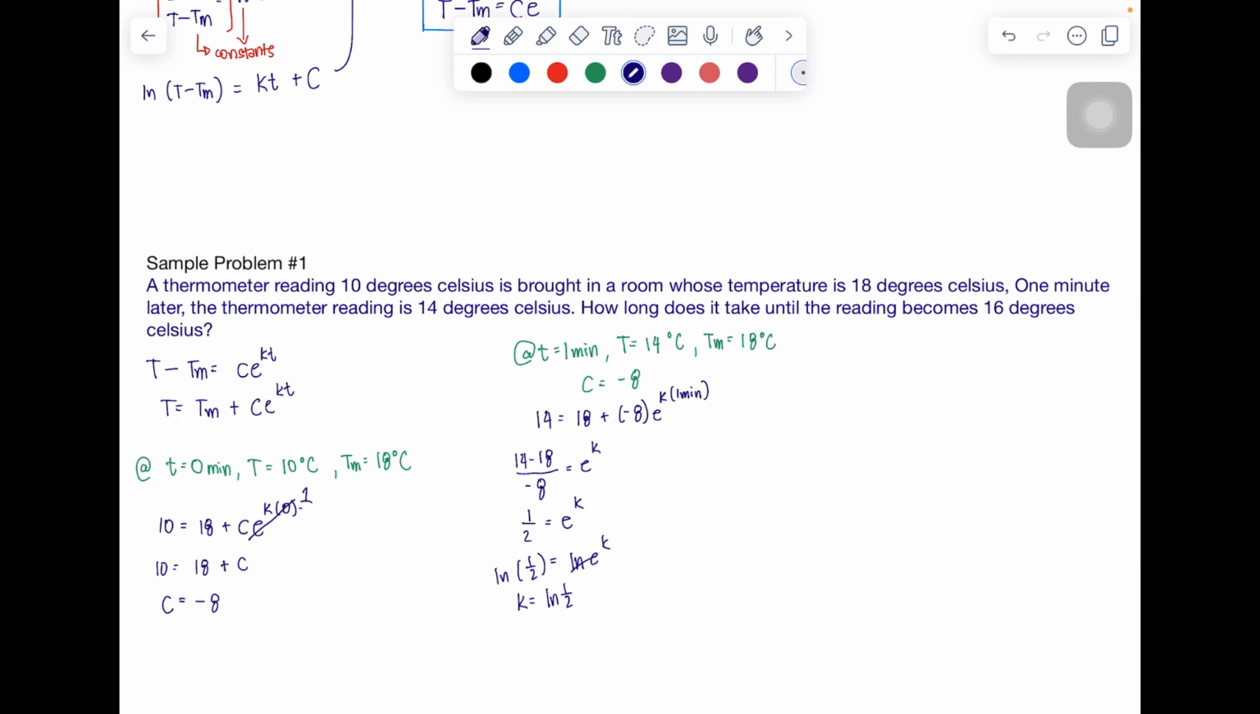Alright, so now we already have your k. Now, what was the last condition? So at the last condition, it says here, how long does it take? So the time is not given. The temperature at this time is what? 16 degrees Celsius. And the temperature of your medium is still 18. We already have the C, which is negative 8, and K, which is ln of 1/2.